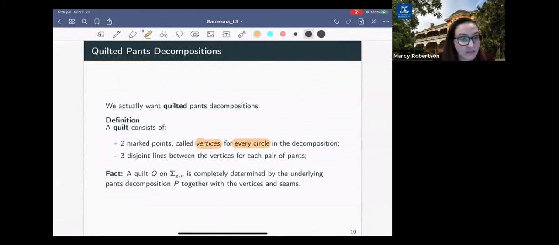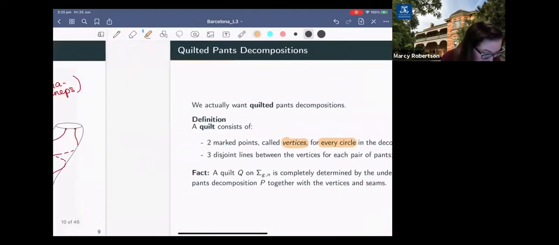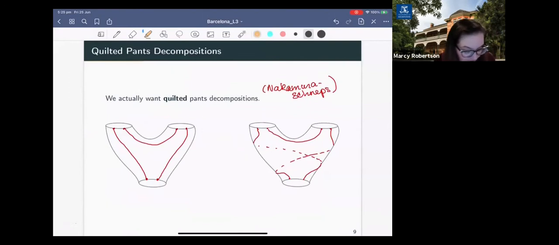Sorry, there's a question here. Can these curves intersect the ones that you drew before? Which ones, the pants or the quilts? These ones, on the right hand side. Yeah, they can, within some rules. What I drew there, I think, is fine.